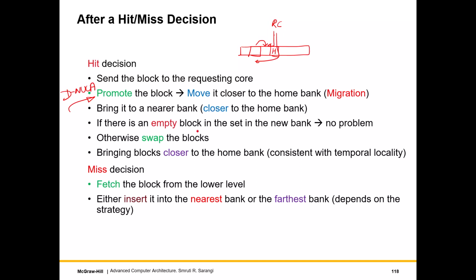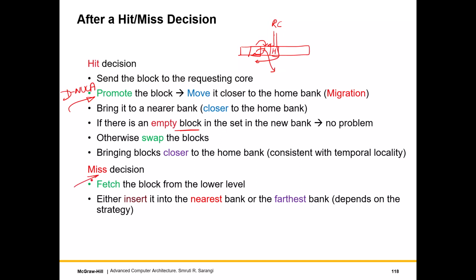So now what happens is that in a new bank, if there is an empty block and we can put the block over there, there is no problem. Otherwise, one option is eviction, that we evict something from a set to make way for the block that is getting promoted, or we just do a swap. So basically this goes here and that goes there. Bringing blocks closer to the home bank is also consistent with temporal locality, the reason being that the same block may be accessed again. In this case, it will be found closer to the core.